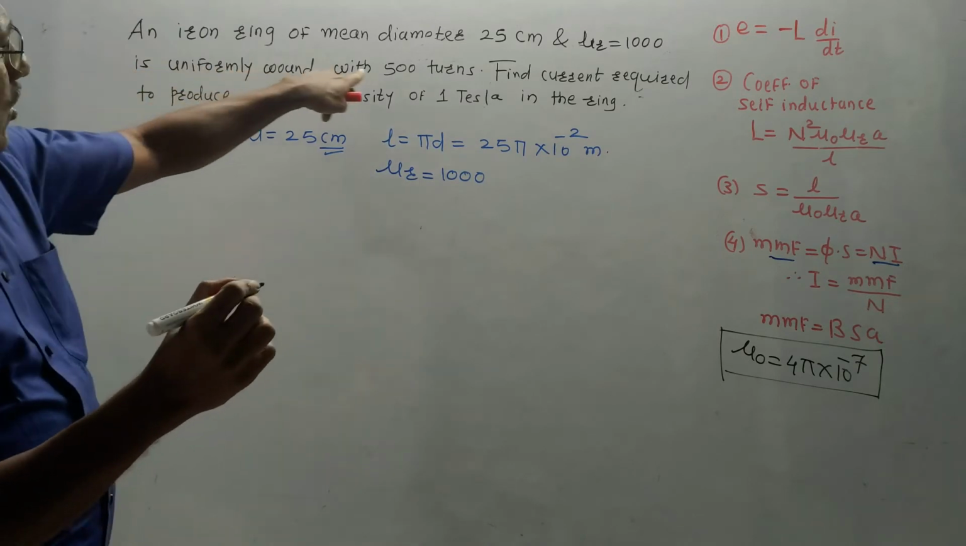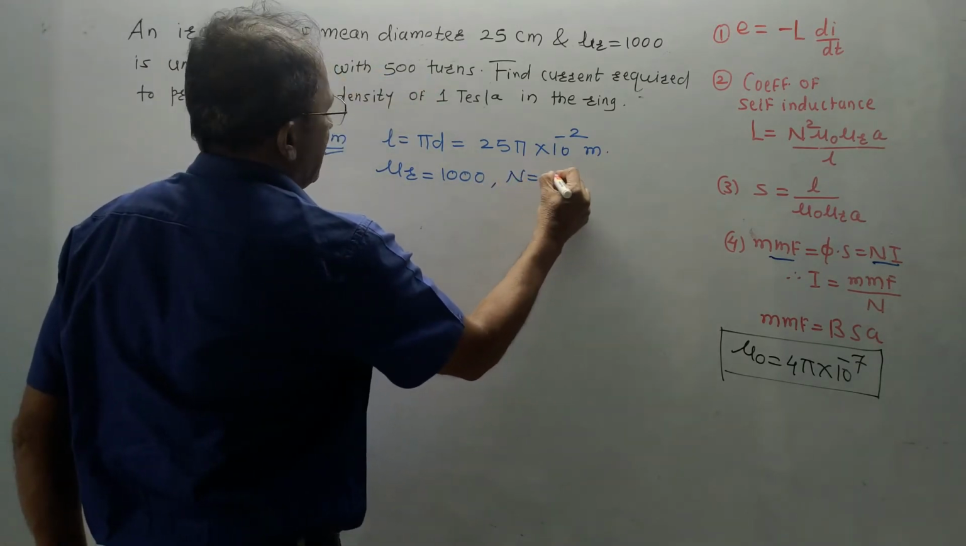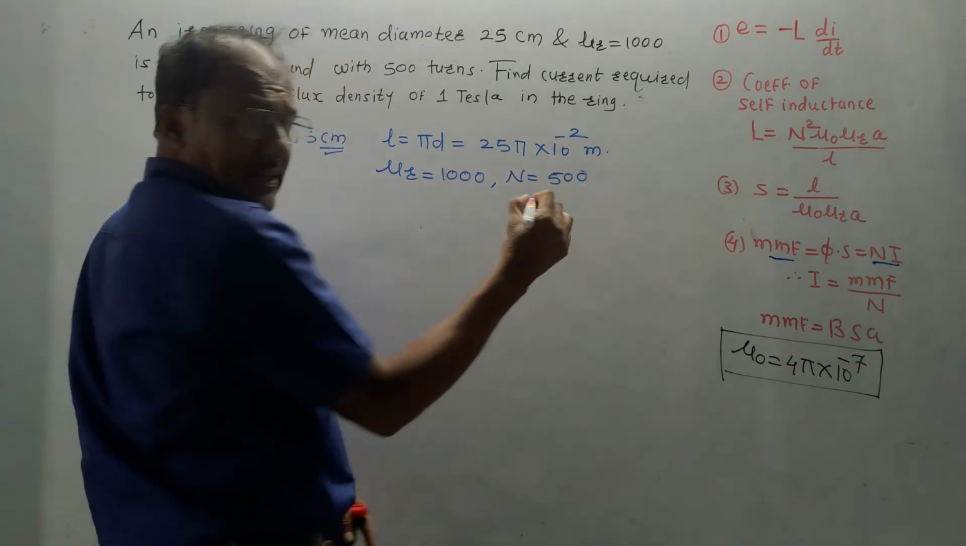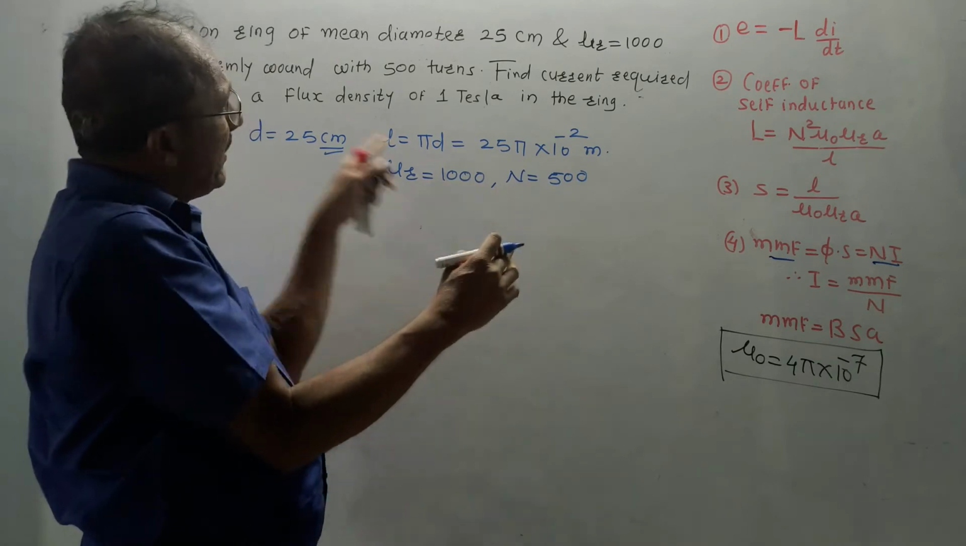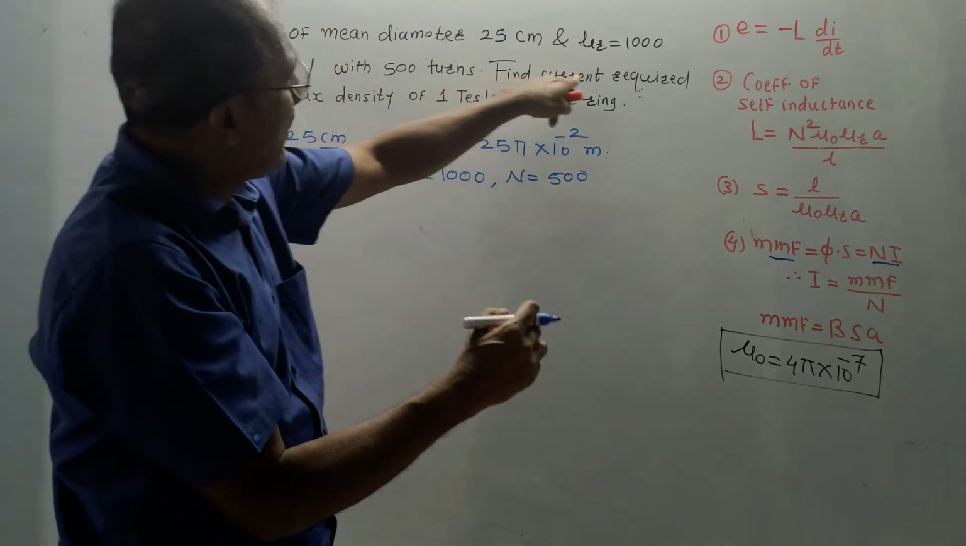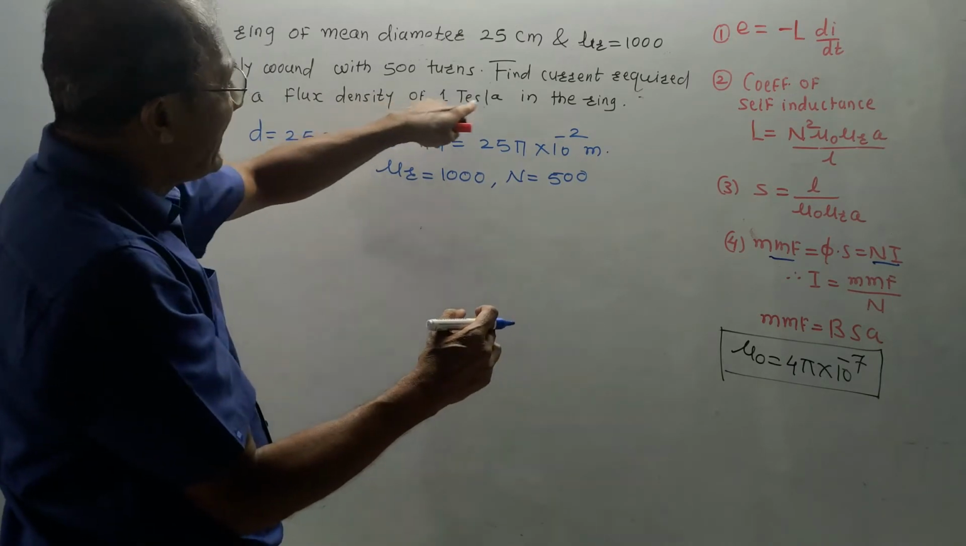The ring is uniformly wound with 500 turns. So number of turns is 500. As I mentioned in earlier numericals, be in the habit of writing the values in terms of notation while reading the question itself. Find the current required to produce a flux density of 1 Tesla.